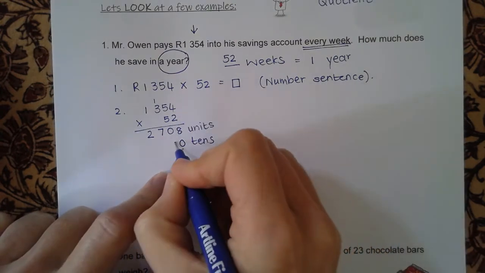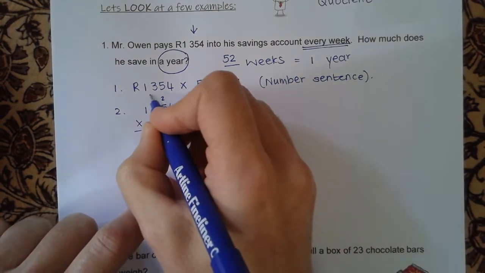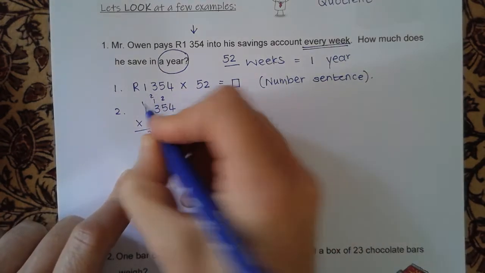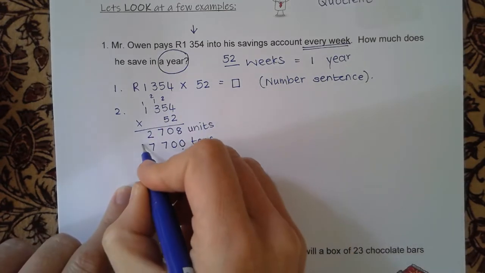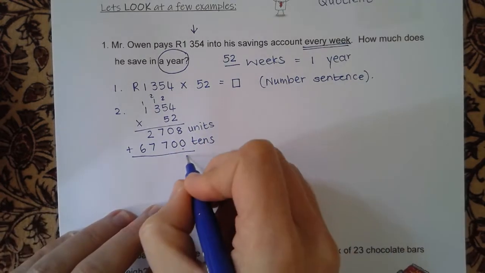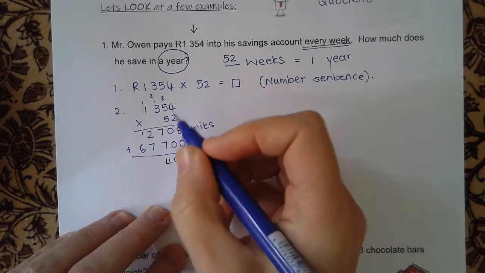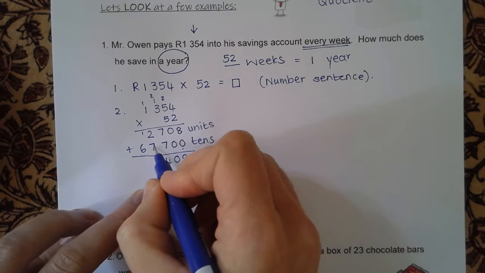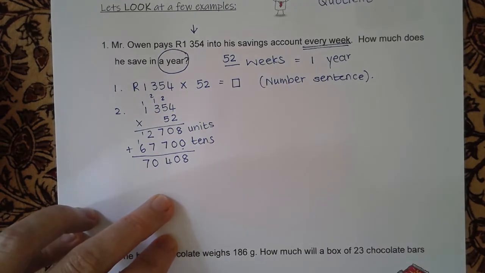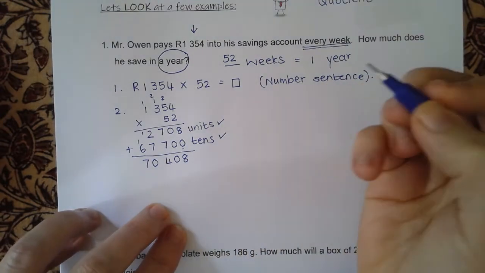And then 4 times 5 is 20. 5 times 5 is 25 plus 2 is 27. And then 3 times 5 is 15. Plus the 2 is 17. And then 1 times 5 is 5. Plus the 1 is 6. Okay. So now I'm going to add this up. 8 plus 0 is 8. Then you've got 0. And then 7 plus 7 is 14. 2 plus 7 is 9. Plus that 1 is 10. And then we have 7. So 70,408.